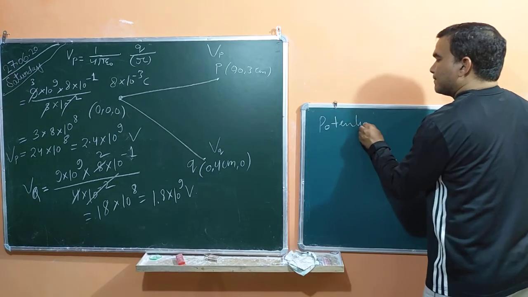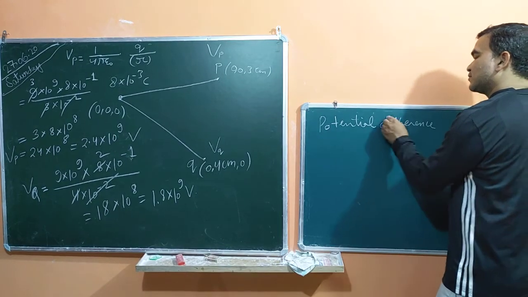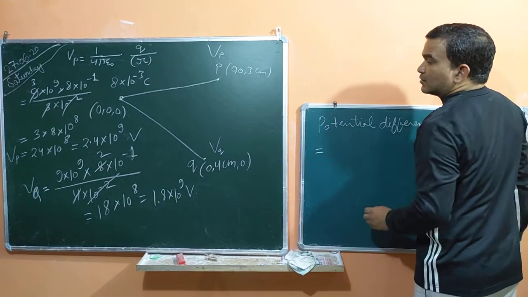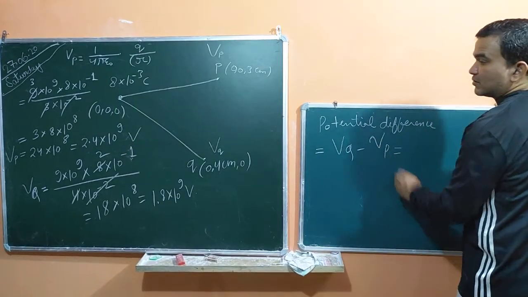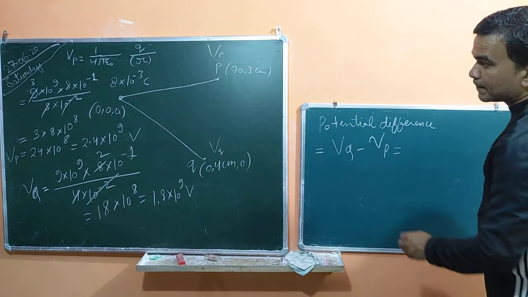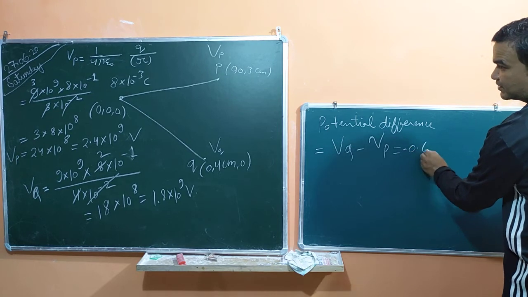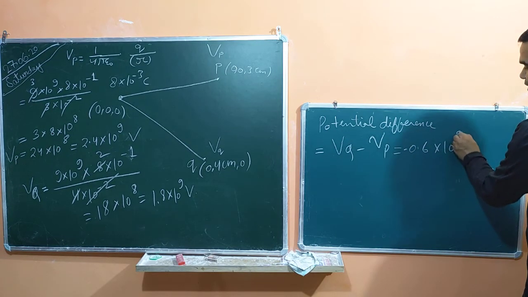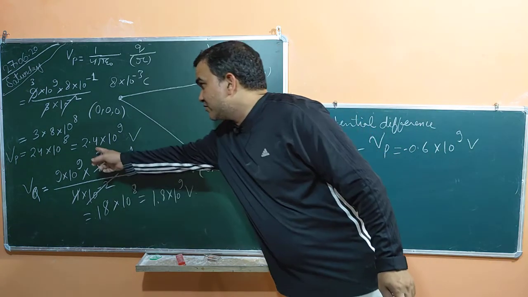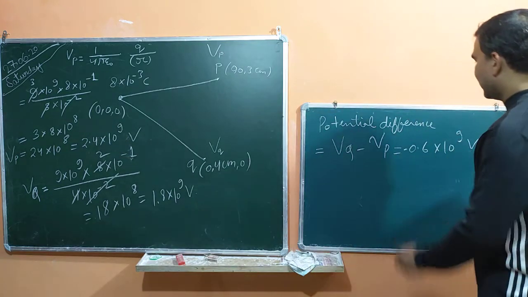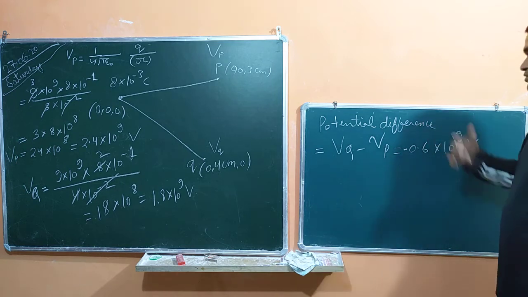Potential difference, VQ minus VP. So the difference would be minus 0.6 into 10 to the power 9 volt. 1.8 minus 2.4. It is minus 0.6. Minus 0.6 into 10 to the power 9 volt. This is our potential difference.